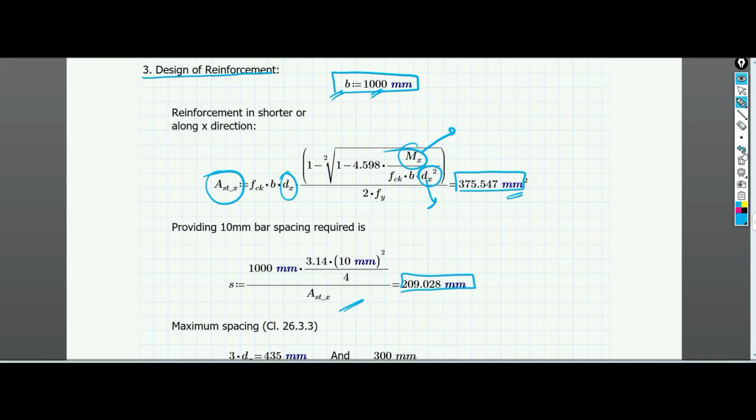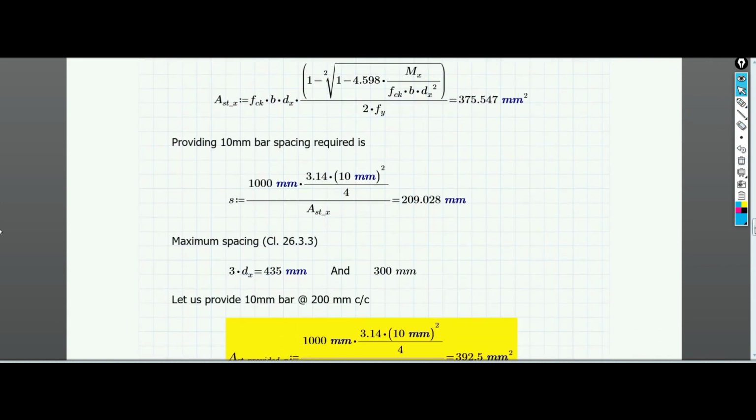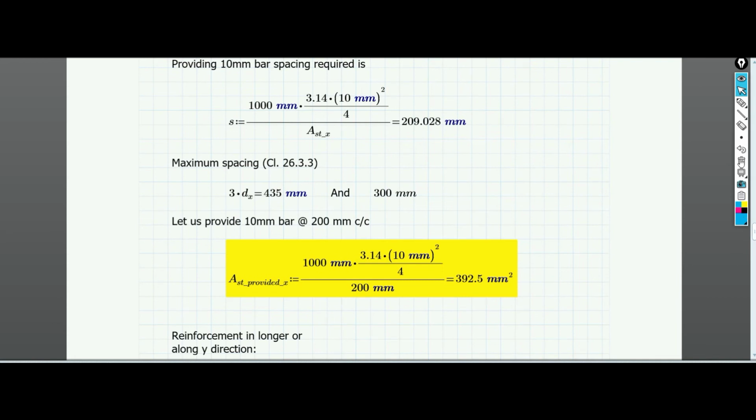For this you have to check whether the spacing is okay for minimum as well as maximum spacing. The maximum spacing for parallel bars of a slab is 3 times d or 300 mm. For both cases the minimum is 300 mm, and where the requirement is 209, we can provide a 10 mm bar at a spacing of 200 mm center to center. The Ast provided in the x direction is 392.5 mm square.